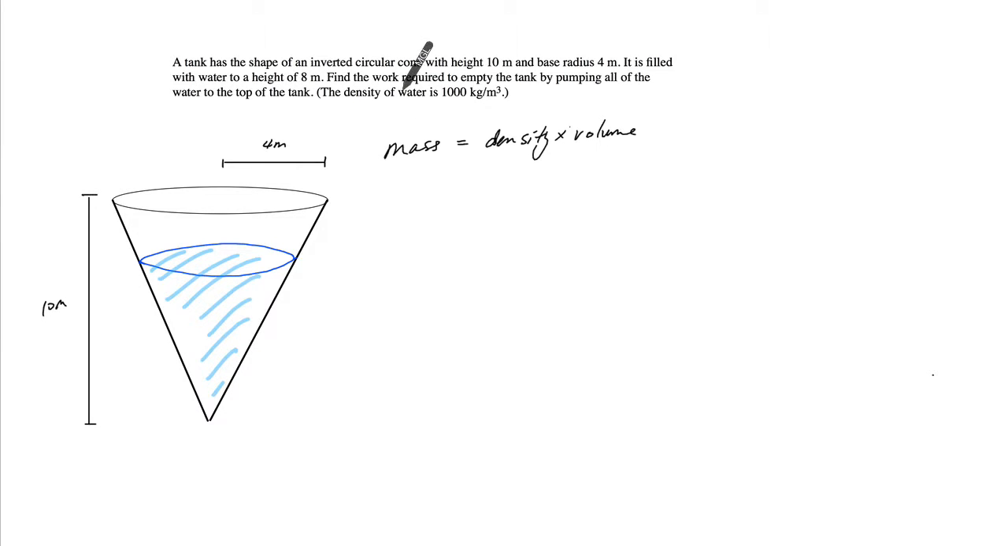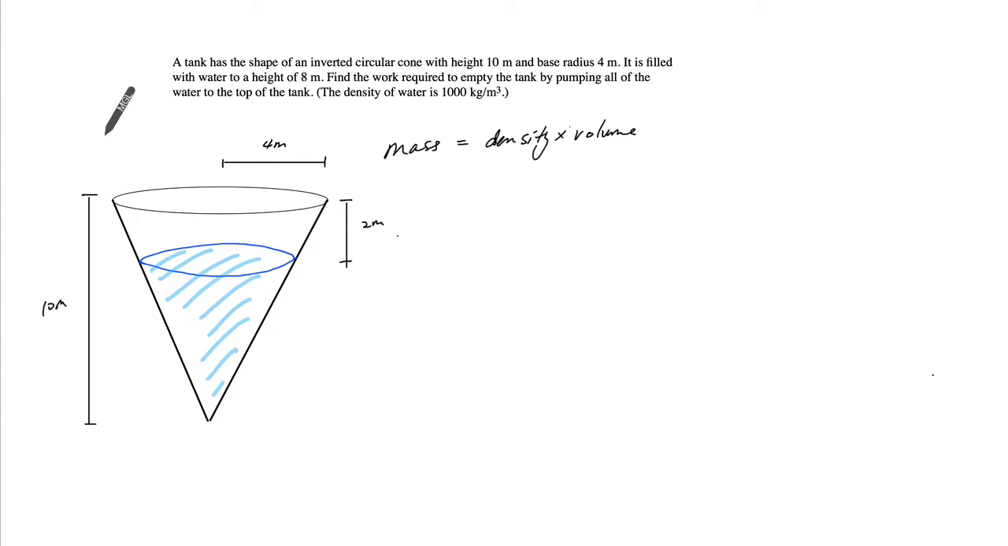Find the work required to empty the tank by pumping all of the water to the top of the tank. The reason why this is not something that we can just get the mass of this and times it by this height here, which is 2 meters, is because it's different mass depending on where we are, and how deep we are.